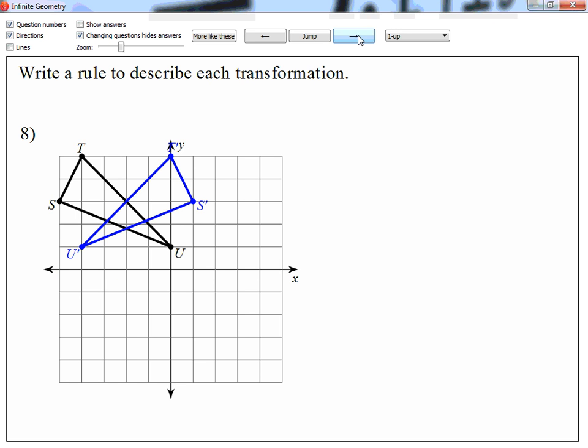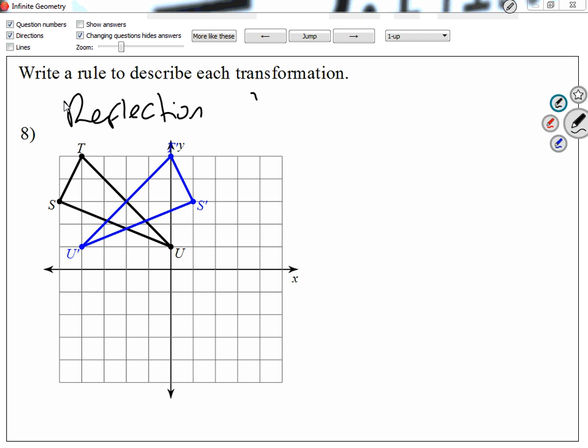Let's take a look at 8. We're dealing with reflection, so I'm pretty sure this is reflection across. Now we need to find the mirror line. If I look at my T and my T prime, the point in the middle is that. If I look at my U and my U prime, the point in the middle is that. I could do the same for my S and my S prime, but 2 points is enough. Those 2 points give me this line.